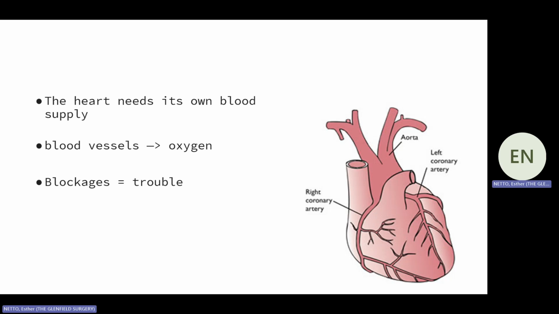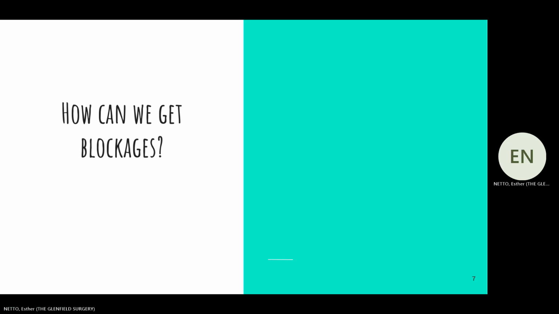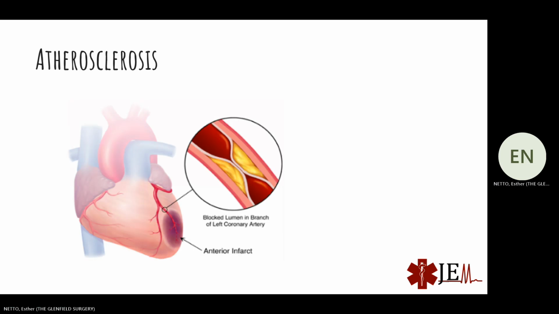And I'm sure you can imagine that if there are any blockages in any of these arteries, that's going to lead to trouble because we're not going to get delivery of oxygen to our tissues. But how can we get blockages? Well, really, that depends on if we're talking about veins or arteries. Let's think about arteries in particular for today's lecture. And the main way that we can get blockages in our arteries is through a process that is called atherosclerosis.